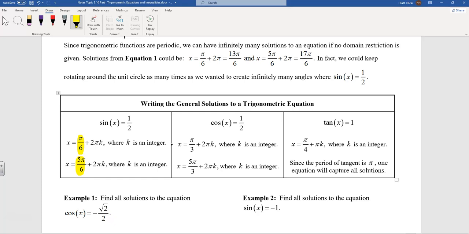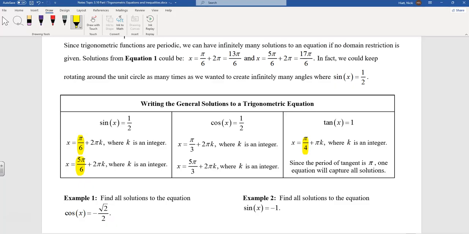All right. You'll see for cosine, it's similar. We've got a cosine equation. We got 2 answers from the unit circle, and then we've got plus 2 pi k. What about tangent? Tangent's different here, right? What is different about this expression for tangent? First of all, for tangent, they just have pi over 4. There are 2 answers, but they did not give both of those answers. They just gave one.